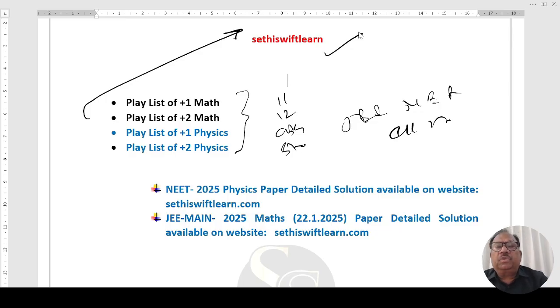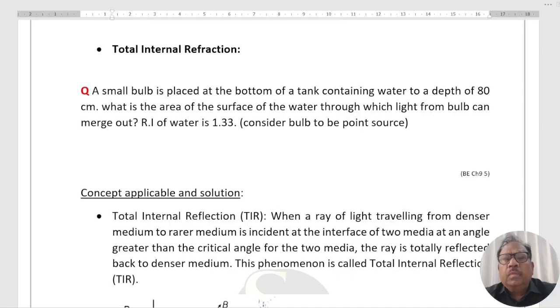Now let's start with the question. Concept will be on total internal reflection. Concept will be clear through this question. Question is, a small ball is placed at the bottom of a tank containing water to a depth of 80 centimeter. What is the area of the surface of water through which light from the bulb can emerge out? The refractive index of water is given as 1.33, and the bulb is to be considered as a point source.